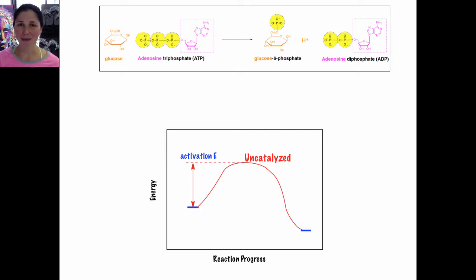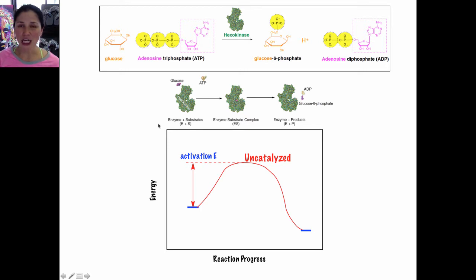This reaction has to happen thousands of times per second in each one of your cells. And so it needs a catalyst. The catalyst that's used for this particular reaction is hexokinase. When you have an enzyme, it changes the reaction steps. So instead of simply going from reactants to products, we go from enzyme and substrate to a new intermediate, the enzyme-substrate complex. And then the enzyme-substrate complex is converted into enzyme plus products.